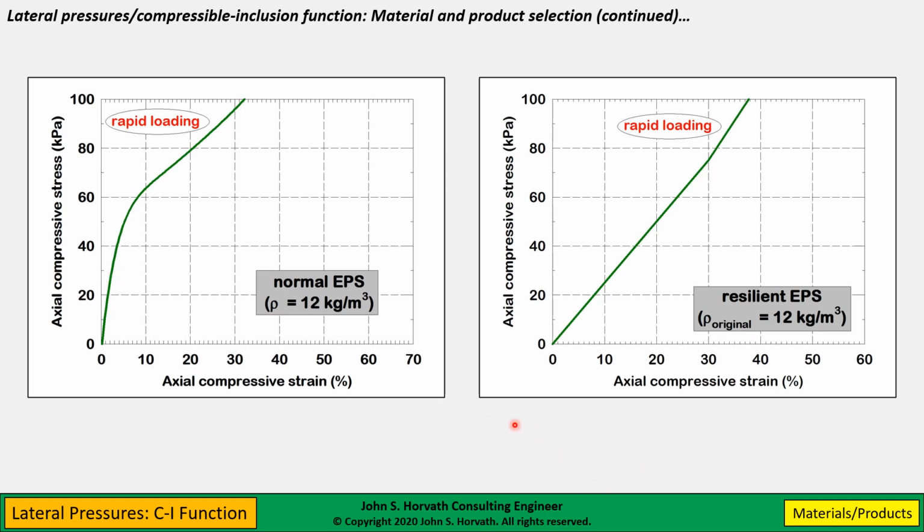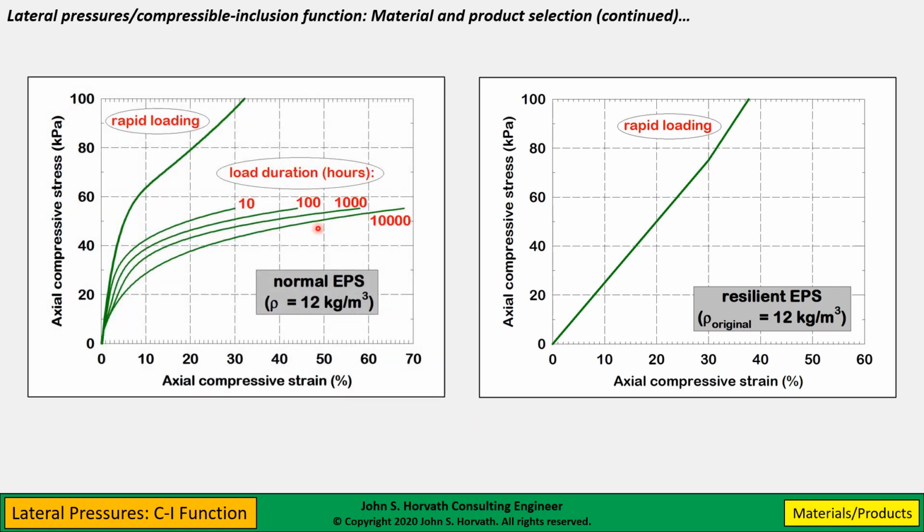But now I want to introduce creep tests. These are what are called isochronous stress-strain curves. They are created using creep tests. Essentially, what these curves show is, if this is the stress-strain behavior in rapid loading, if I now extended the loading to 10 hours, this would be the stress-strain curve. 100 hours, 1,000 hours. 10,000 hours is the minimum for creep tests. It's about 13 months, a little bit more than a year.